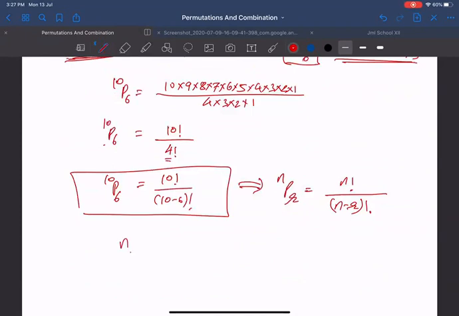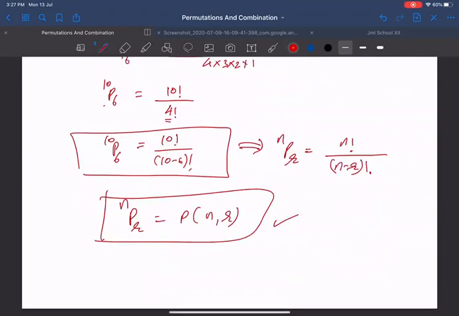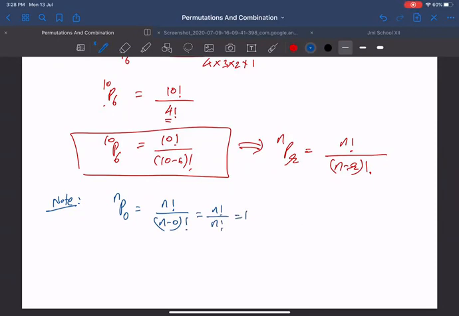Now nPr can be written in one more way: nPr is the same thing as P(n, r). You can write it like this. Okay, now a few things to be noted. What is nP0? Sir, put in the formula: n factorial over (n minus 0) factorial, which is n factorial over n factorial, which is 1. So note that nP0 is simply 1.